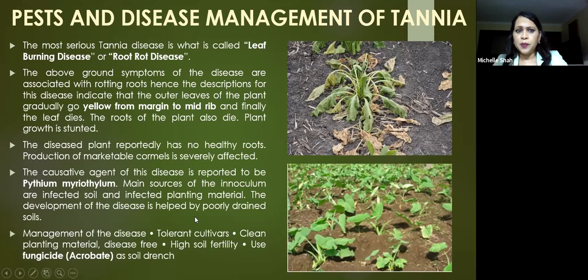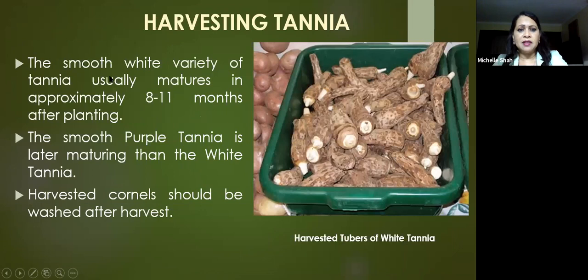Harvesting tanya: the smooth white variety of tanya usually matures in approximately 8 to 11 months after planting. The smooth purple tanya is later maturing than the white tanya. Harvested cormels should be washed after harvest. These are harvested tubers of white tanya.